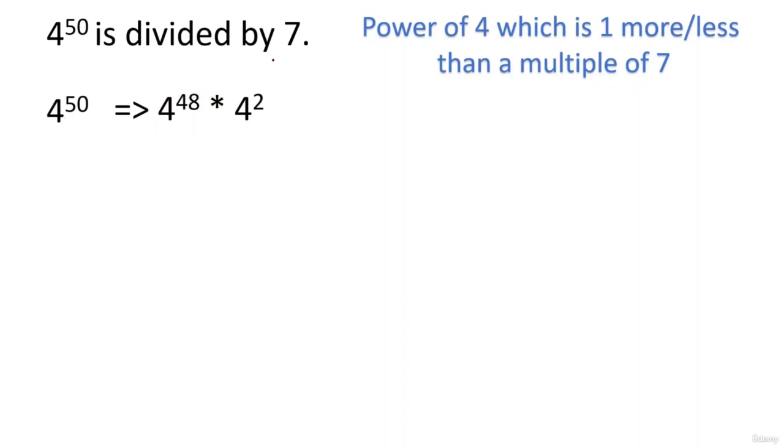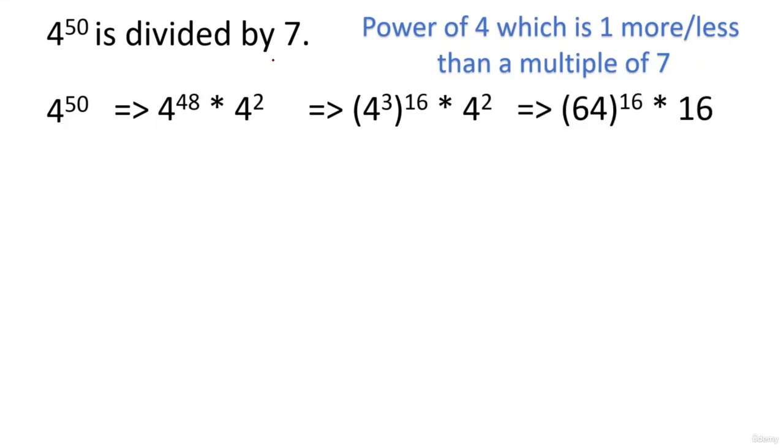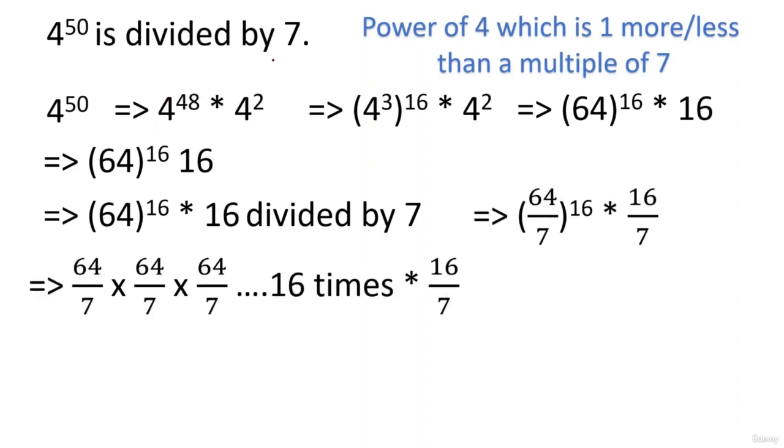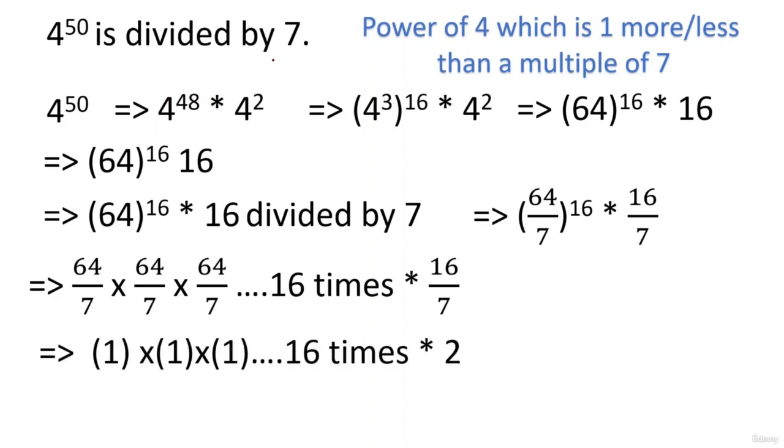So we start by writing 4 to the power 48 as 4 cube, the whole raised to 16, and 4 power 3 gives you 64. So the whole point is we write this as 64 to the power 16 into 16, right? Now this we have to divide by 7 basically, right? So basically 64 divided by 7, 16 times, and one time 16 divided by 7, right? 64 divided by 7, guys, gives you remainder 1 every time, and 16/7 gives you remainder 2. So 1 1 1 multiplied 16 times into 2, the final remainder is equal to 2. Okay, let's go on to the next question.